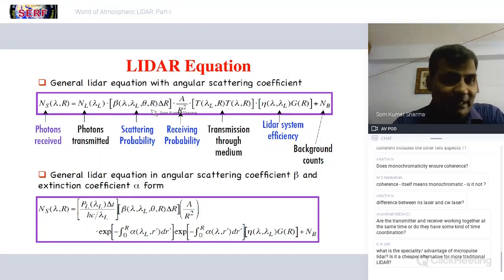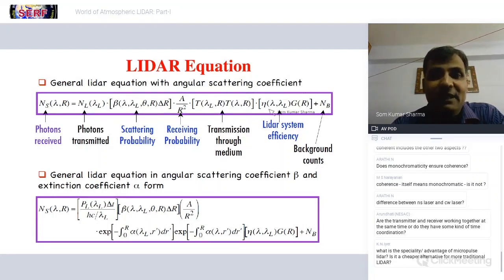Once it is scattered, how much you are receiving is the receiving probability, which depends upon the receiver. A upon R square, where A is the area of the telescope aperture, you can say the primary aperture. And as you have seen in an earlier slide, there are two types of T: T(λ_L, R) and T(λ, R). One is while transmitting and one while receiving. So T comes twice, you can say as T square. This is the transmission through the medium.